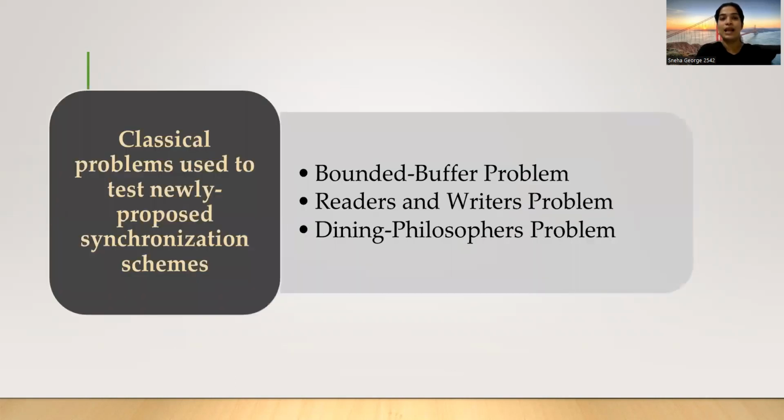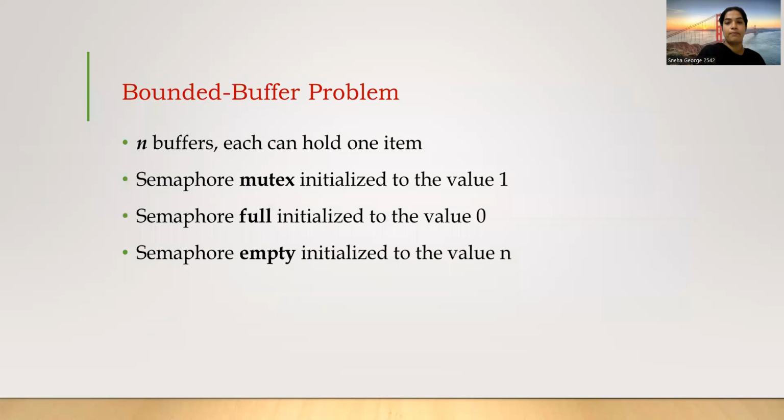Now let us see the various classical problems used to test newly proposed synchronization schemes. In this experiment you will have to develop programs for these three classical problems. The first one is the bounded buffer problem, or producer consumer problem. Second is the readers and writers problem, and finally the dining philosophers problem. These are the three classical problems that you have to understand. First, let us see what the bounded buffer problem is.